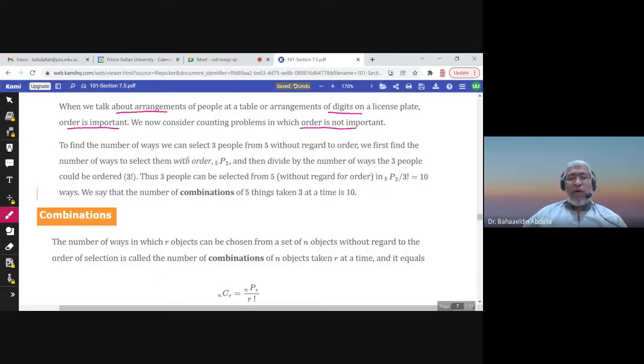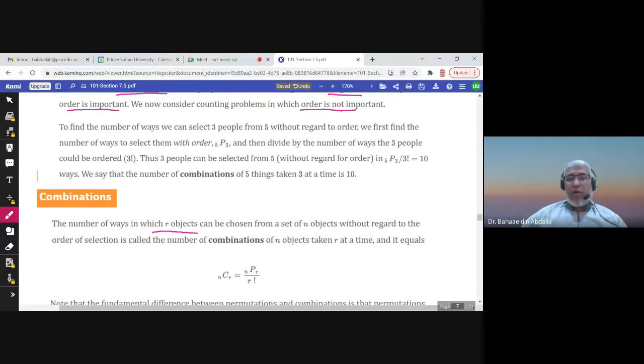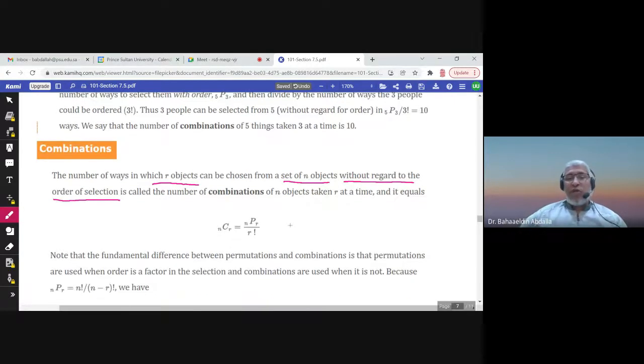So we are going to select R objects from N objects without order, without regard to the order of selection. There is no order, there is no arrangement, just selecting R objects of N. What is the number of ways to choose R of N? It would be given by the combination NCR. The definition of NCR is NPR, the permutation, over R factorial.